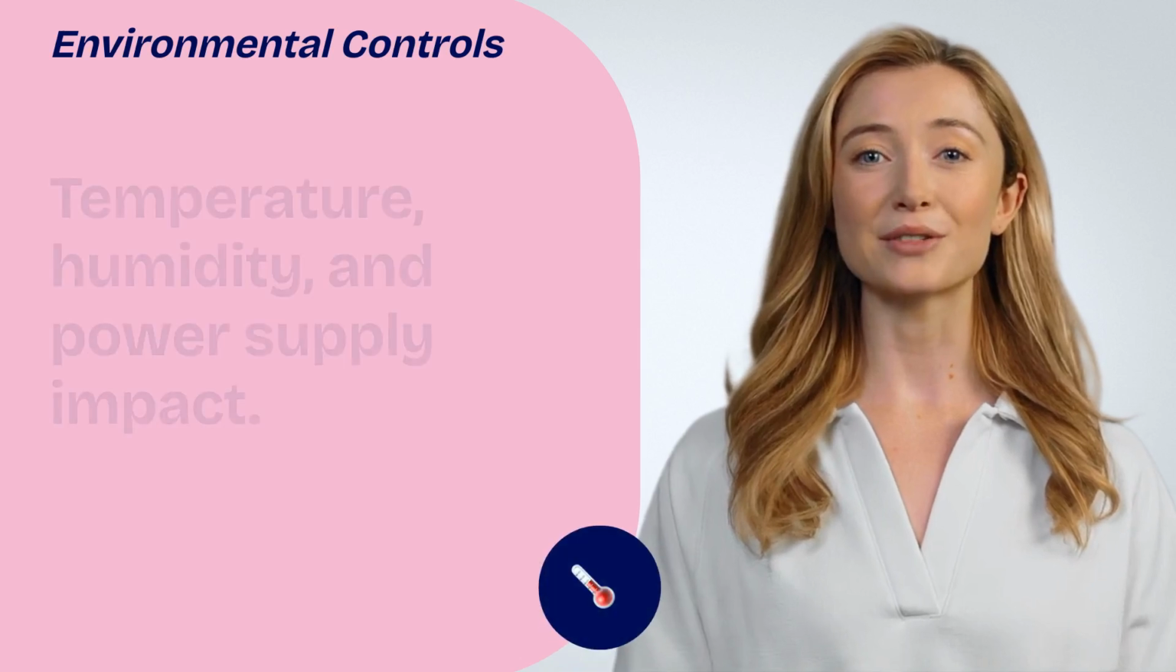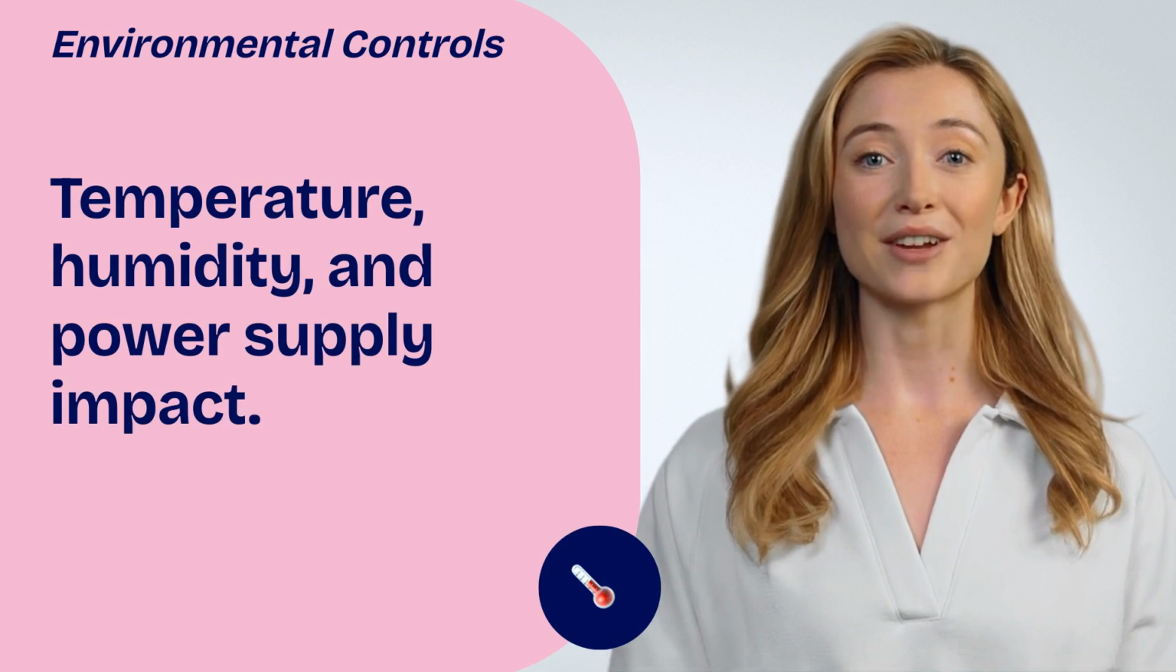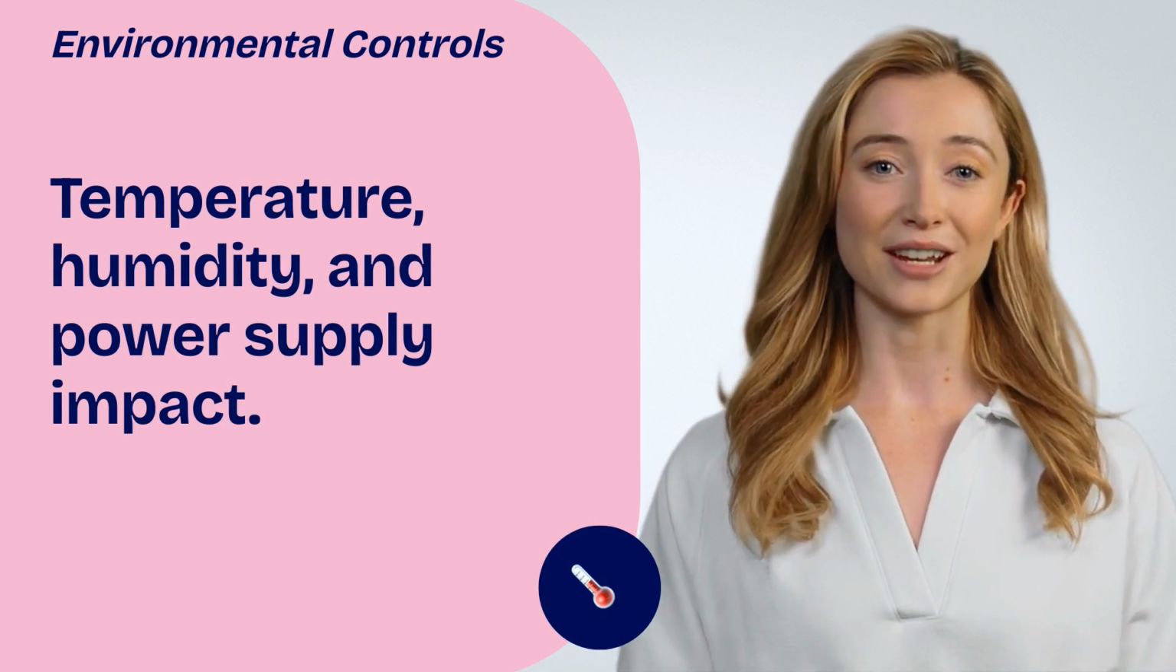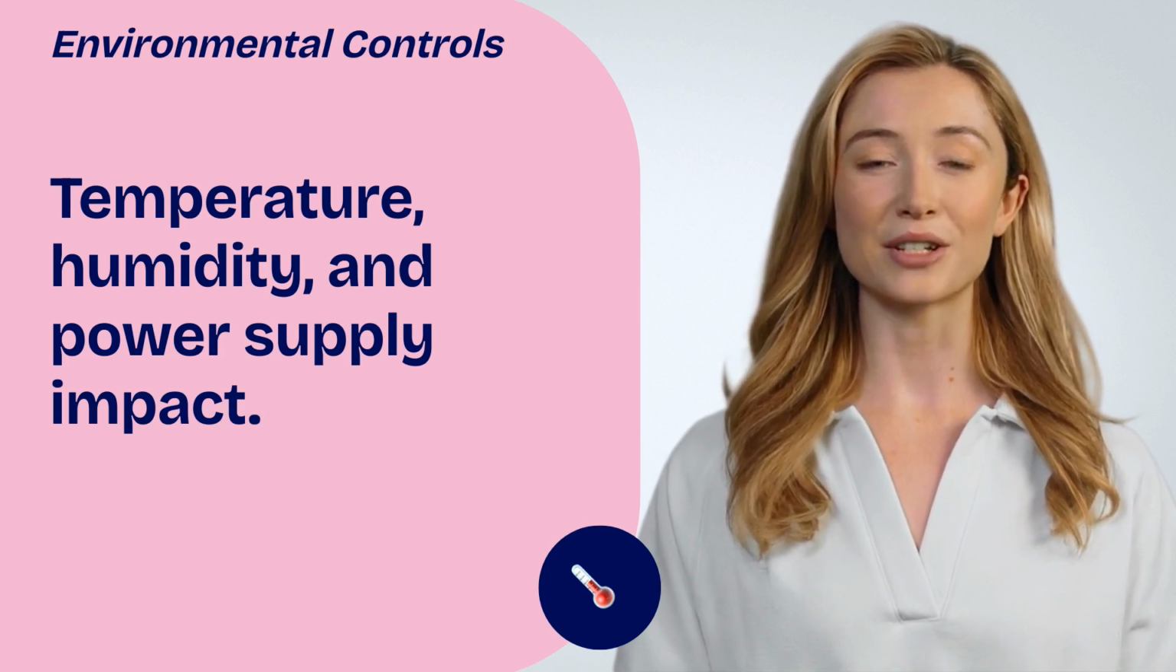Environmental controls. Temperature, humidity, and power supply can affect hardware. Ensure your network environment is controlled to prevent hardware failures. In places like server rooms, have backup power supplies and climate control systems to maintain optimal conditions.